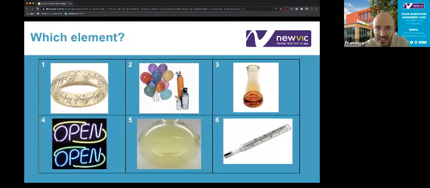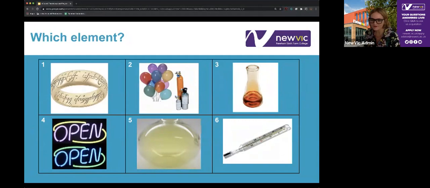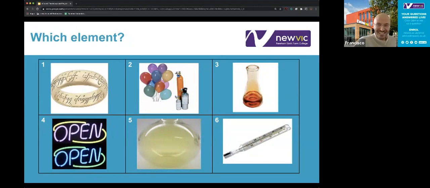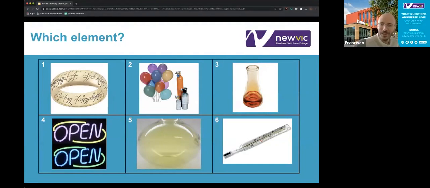If we can go to the next slide, you have a nice quiz here, with a few elements on the screen. Can you take 30 seconds to identify which element is which? We'll check the answers. 5 out of 6, that's pretty good, well done. What's number 5? That's the one I don't know. I've got a few answers coming in.